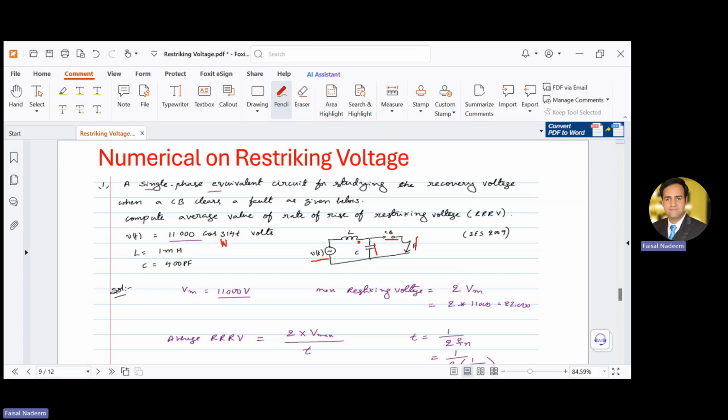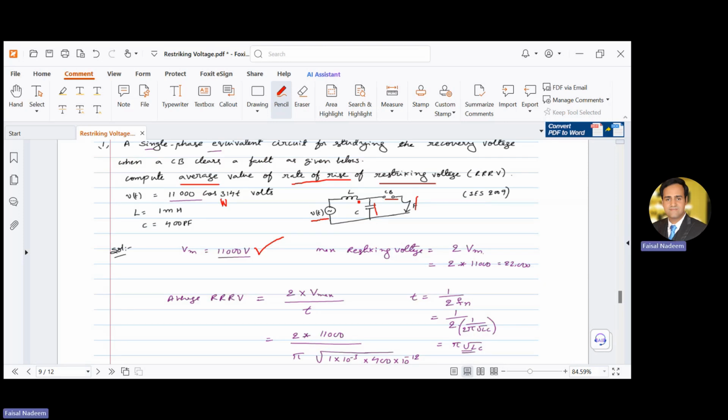What we have to calculate is the average value of the rate of rise of recovery voltage, I mean the average RRRV. The values of inductance and capacitance are already given. The inductance is 1 millihenry and the capacitance is 400 picofarad. We know from the problem that Vmax is equal to 11,000 volts, and the maximum restriking voltage, from our derivation, is 2 times Vm. So 2 times Vm is equal to 22,000 volts.